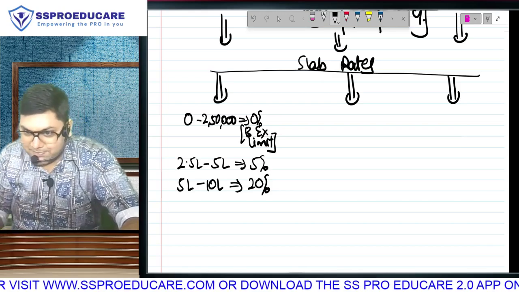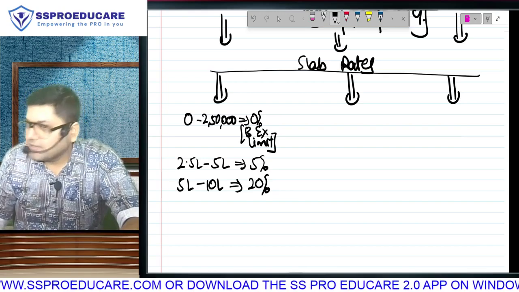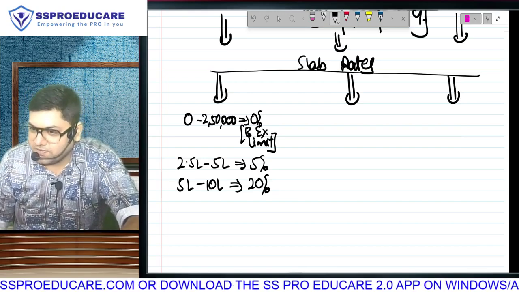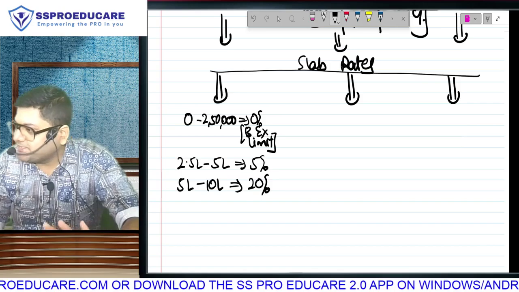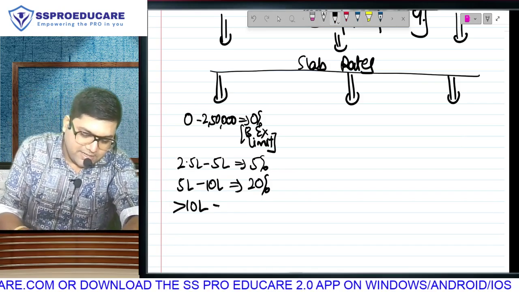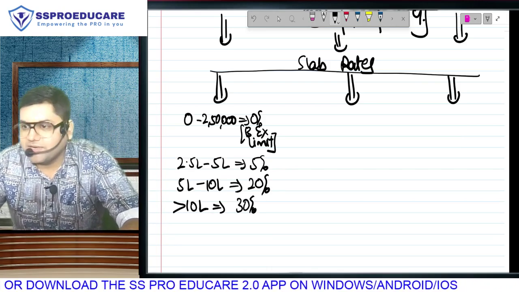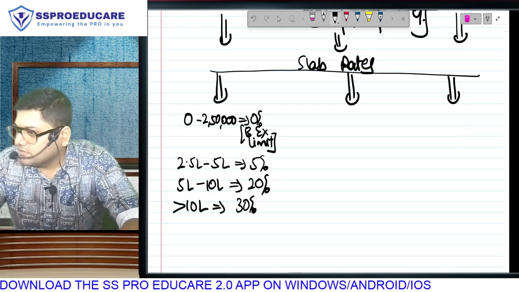Remaining 3 lakh, because the example is 8 lakh. Remaining 3 lakh at 20%. These are the tax rates of Category A as per the old regime. Absolutely no change between your intermediate and final exam. And obviously, once you cross 10 lakh rupees, the rate of tax is going to be 30%. Anything after 10 lakh will be taxable at 30%.